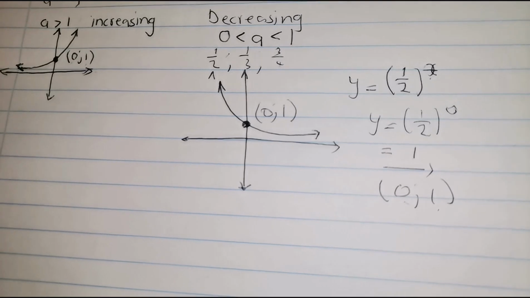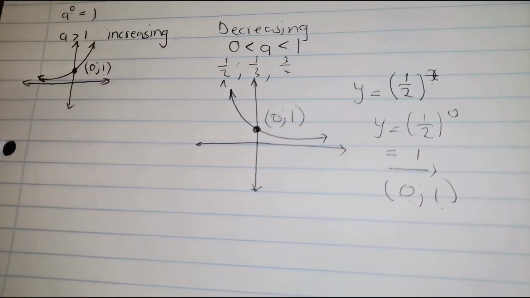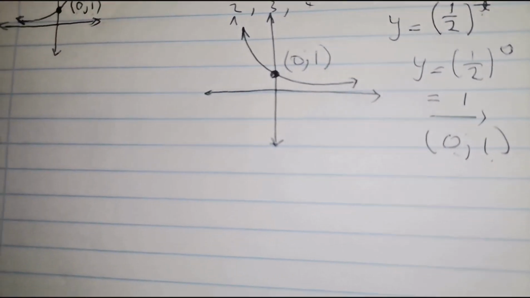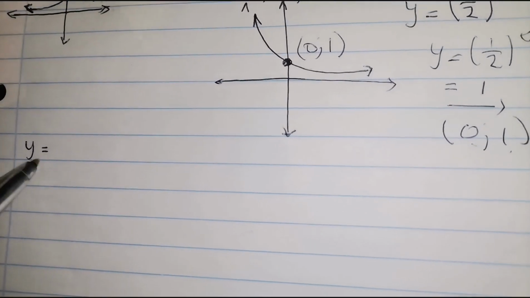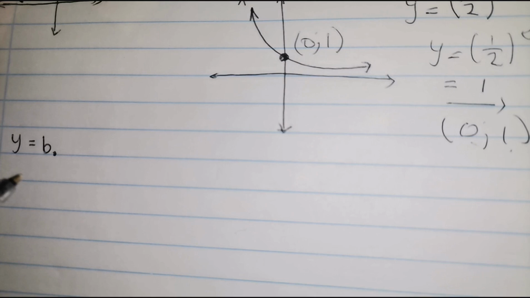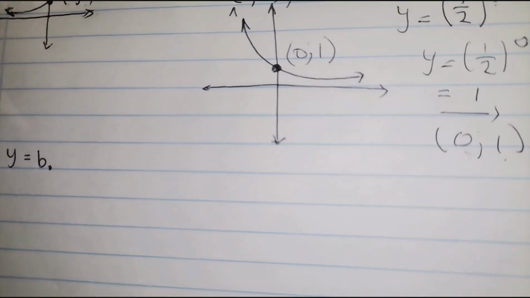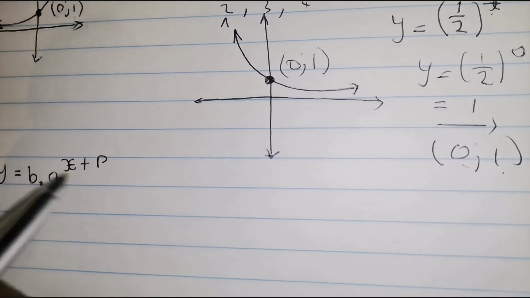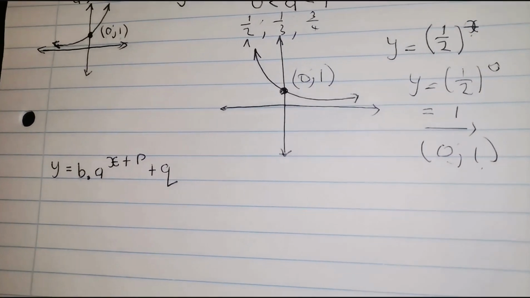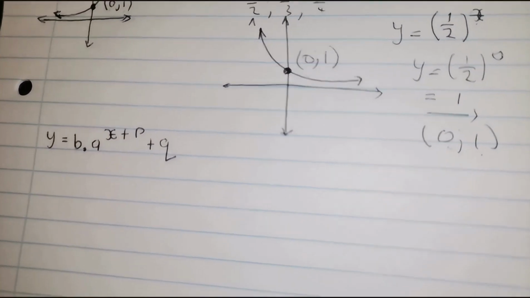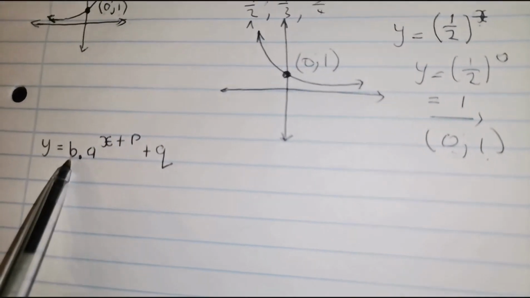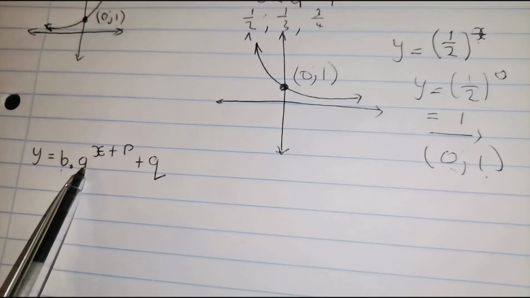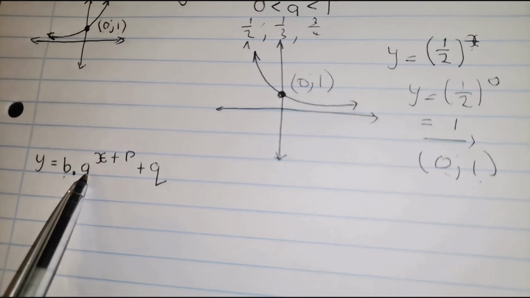Now, let's come to the general equation of exponential graphs. The general form is y equals b times a to the power x plus p, plus q. Basically b is a constant, any number. Simple, guys. It is so simple. You don't need to shake. The value of a still plays the role of determining the shape of the graph. It is either increasing or decreasing.